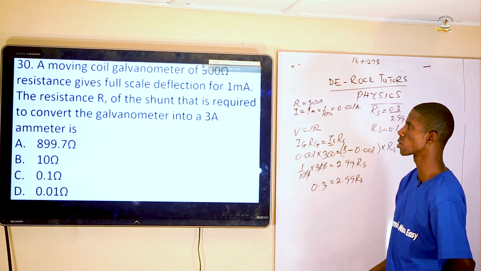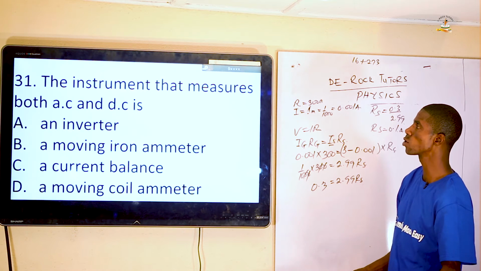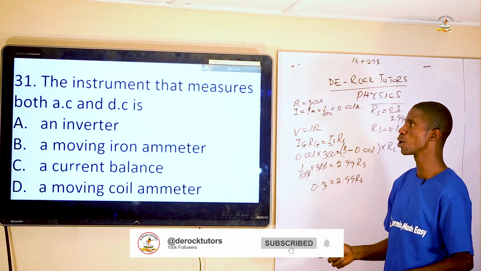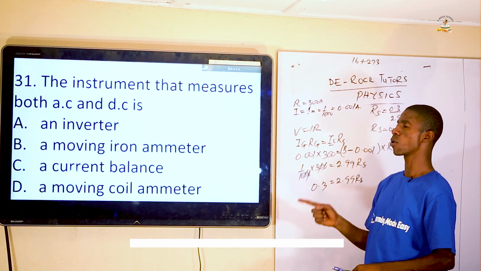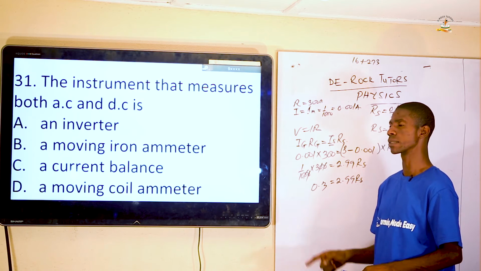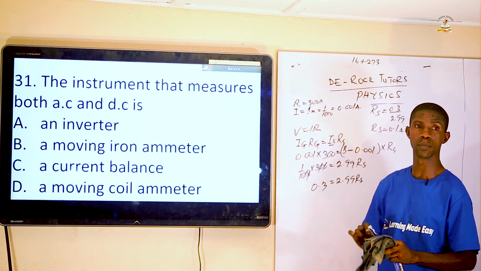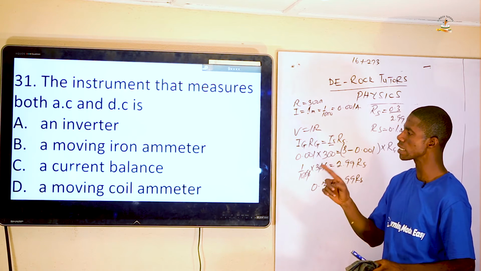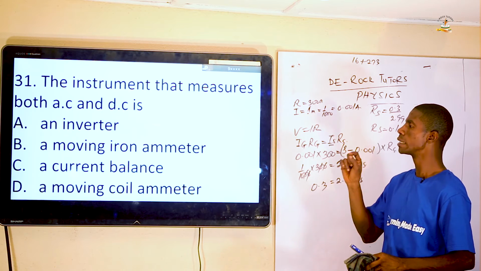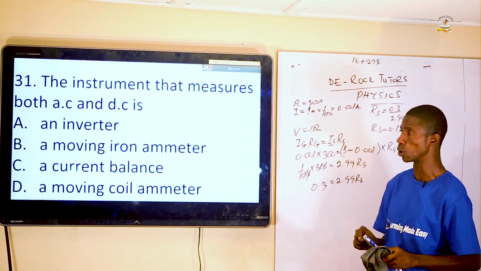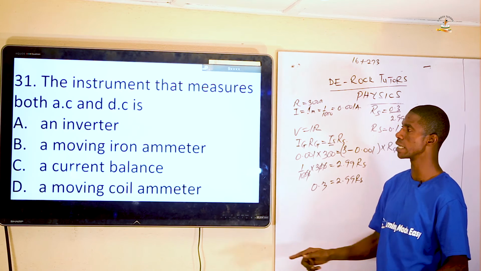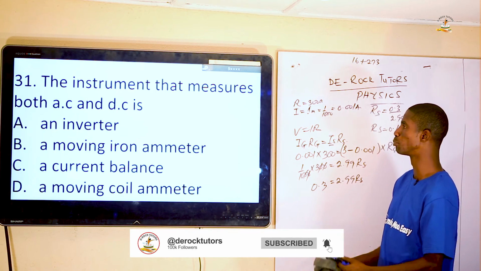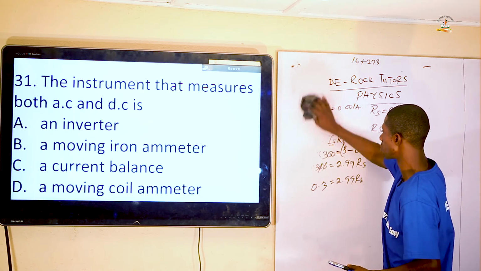So we now move to the next question, where we have the instrument that measures both alternating current as well as direct current. We have an ammeter that actually measures current, but we have a moving iron ammeter and likewise a moving coil ammeter. The one that can be used to measure both alternating current and direct current is a moving iron ammeter, which gives us option B. So that is the answer to that question.